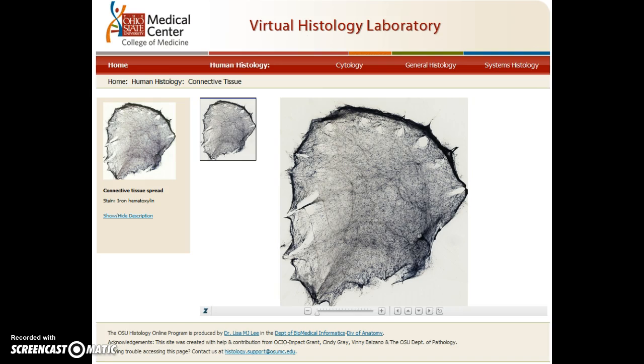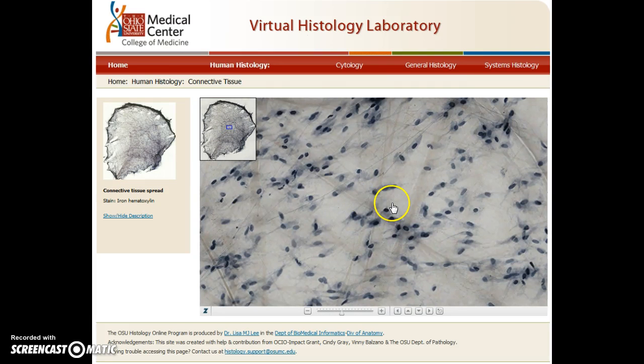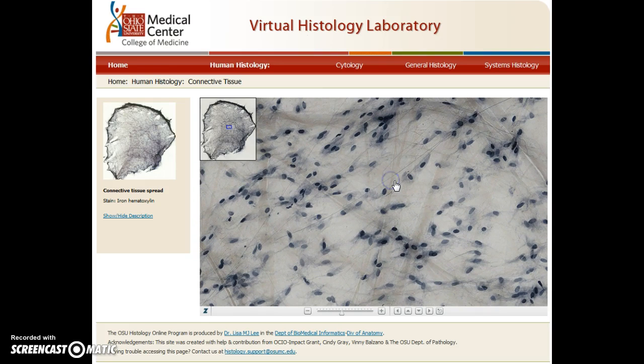So here I am at the Ohio State University Medical Center Virtual Histology Lab, and I've gone to General Histology and I've clicked Connective Tissue, and then I clicked on a connective tissue spread. And so as I magnify this, the coloring is a little bit different than if you have maybe looked at the practice anatomy slides, but this is areolar tissue.